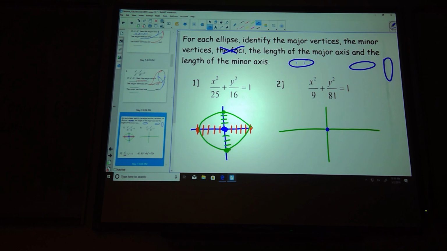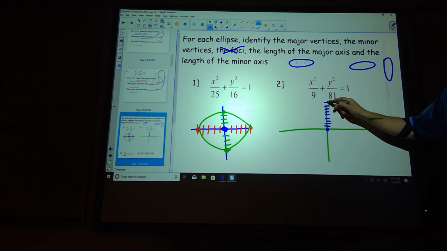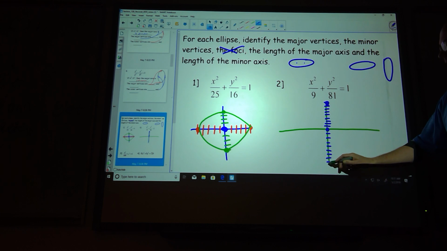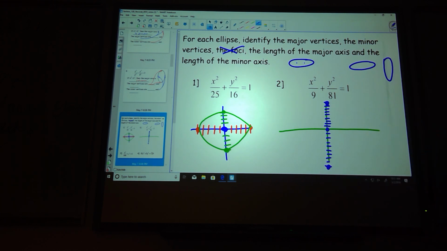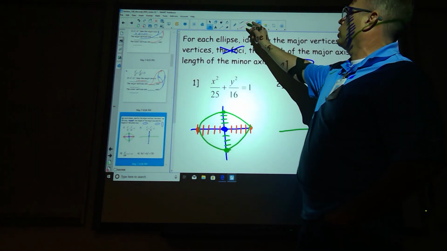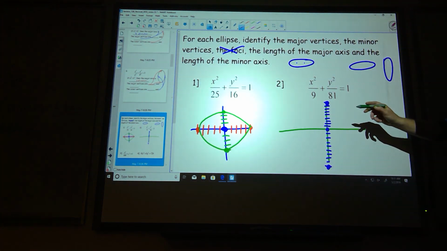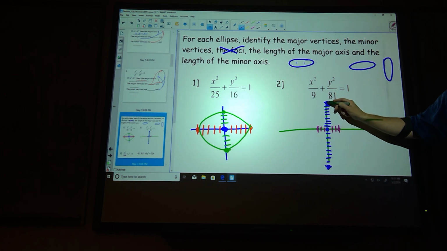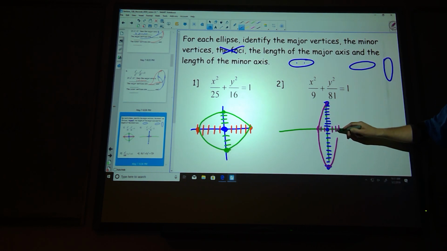Which way is the major axis? Y, because of the number on the bottom. So the square root of 81 is 9. 1, 2, 3, 4, 5, 6, 7, 8, 9. 1, 2, 3, 4, 5, 6, 7, 8, 9. Is that okay so far? Yes. How much am I going out in the x direction? 3, because the square root of 9 is 3. 1, 2, 3. 1, 2, 3. It's a nice oval you made there. There you go.